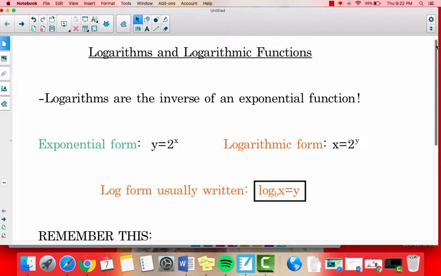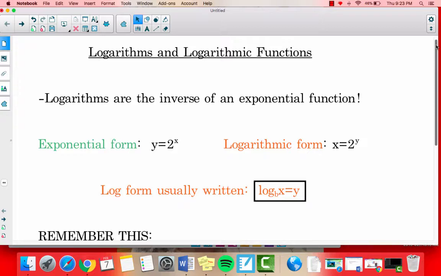I've written here in green an example of an exponential form of a function, and then we wrote it in orange in the logarithmic form, and that is the inverse. So notice in the green one, it's y equals 2 to the power of x. The inverse of that, or the logarithmic form of that, would be x equals 2 to the y. So notice the only thing that we did here was switch the x's and y's. And if you remember back from our inverse unit, that's all you have to do, switch the x and y's.